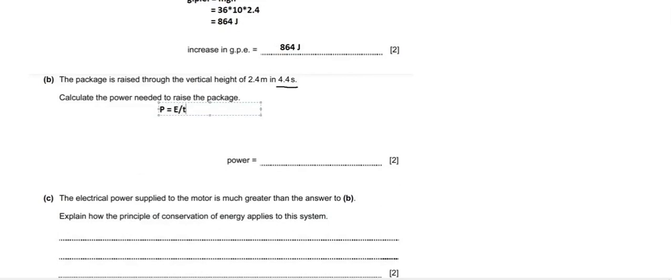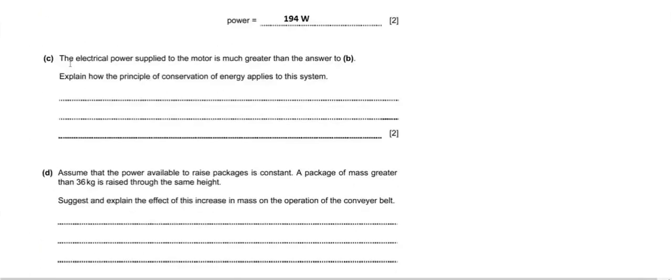energy divided by time. So we know that the gravitational potential energy we are going to consider here, that we already calculated, that is nothing but 864. So here 864 divided by time taken is given, that is 4.4 seconds. So 4.4, and we are getting the value of the power is nothing but around 196 watt. So we know the unit for the power is watt, so I will write down here 196 watt. So this is another simple problem. Firstly we calculated the gravitational potential energy, and here we calculated the power.